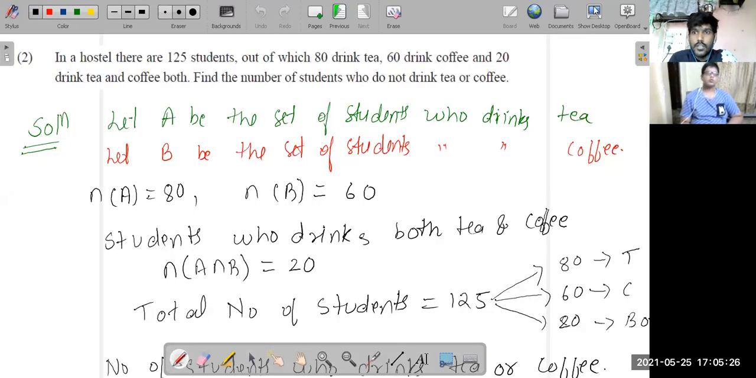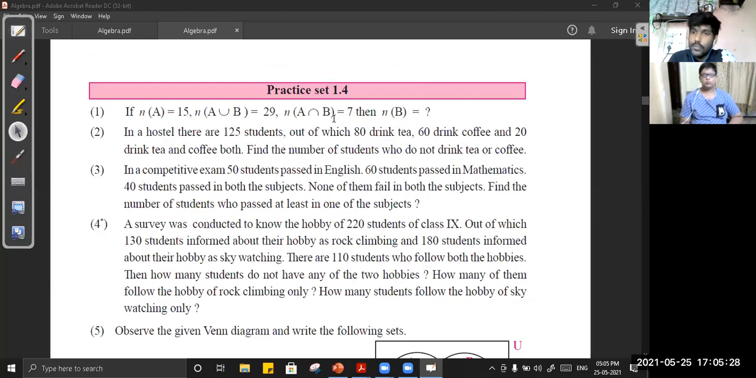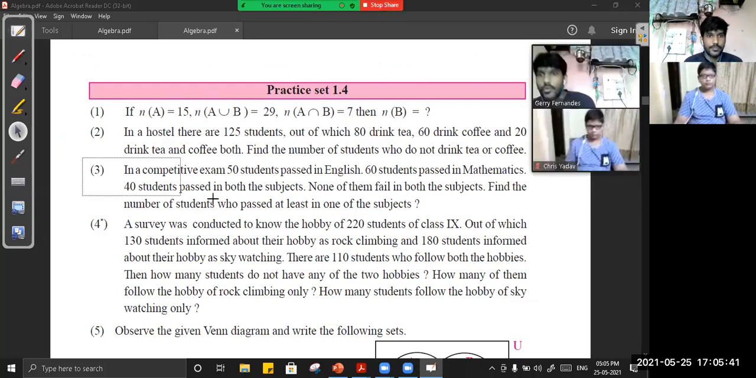Okay. So we'll do practice set. Have you written up to here in your notebook? Yes, sir. I have written. Okay. So now we'll do the third sum. Practice set 1.4. Sum number 3.